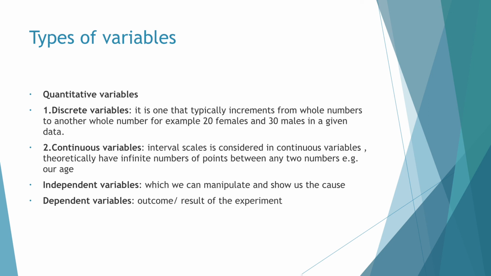The second is continuous variables. Interval scales is considered in continuous variables. Theoretically have infinite numbers of points between any two numbers, for example, our age. Independent variables are the variables which we can manipulate and show as the cause, while the dependent variables are the outcome or the result of the experiment.